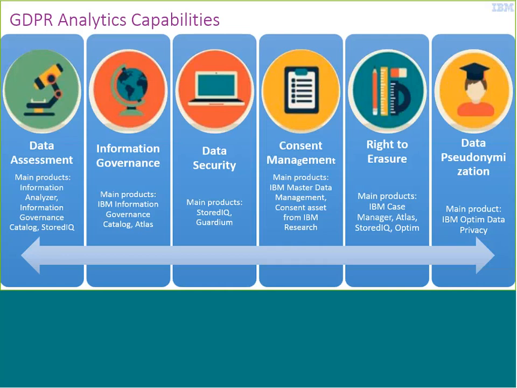Then the consent management, which I explained earlier, then the right to erase, which is basically the European data subjects' rights. How can we cater to that? And then data pseudonymization, data masking and all. These are the 6 sets of capabilities which, from a GDPR aspect, we provide to our customers.